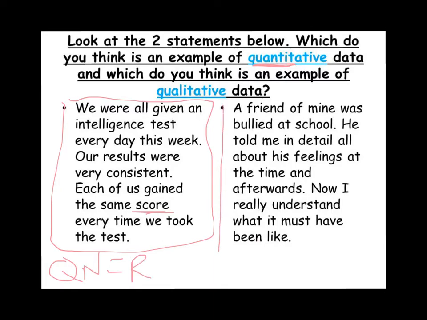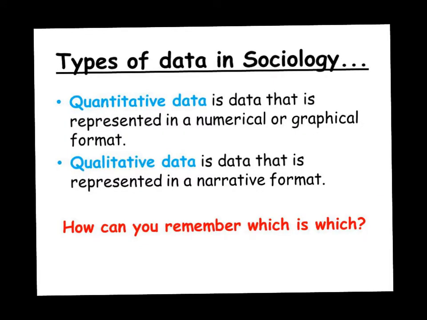And our qualitative data is expressed in letters, and I always think it's got the word lit, like literature, in qualitative to remind myself which is which. So qualitative data is about validity. People can express in their own words how they feel, and this gives us rich social detail. So quantitative data is data that is represented in a numerical or graphical format, and qualitative data is data that's represented in a narrative format.